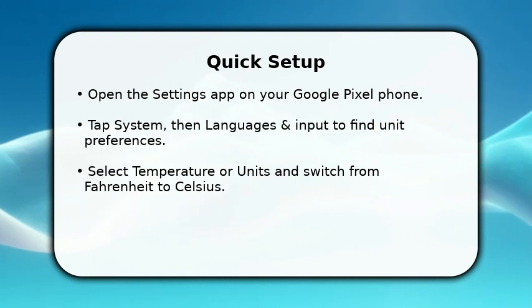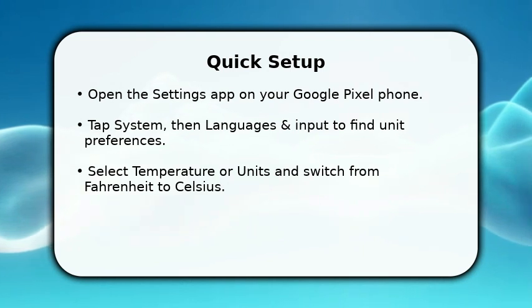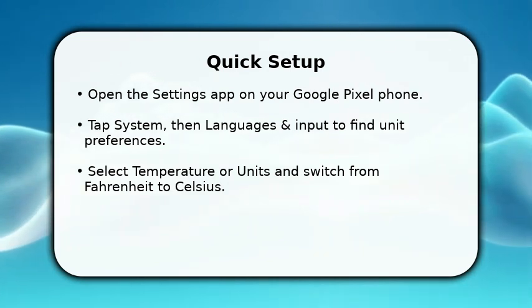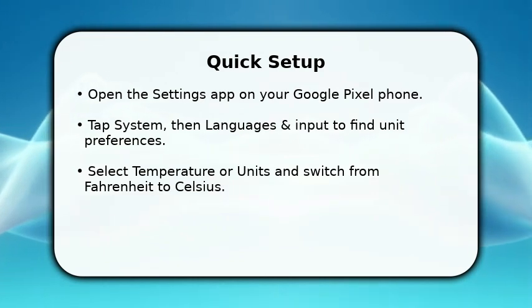Your weather and temperature displays will update immediately across apps that follow system units. If an app uses its own setting, adjust that app directly for consistent Celsius readings on your device.